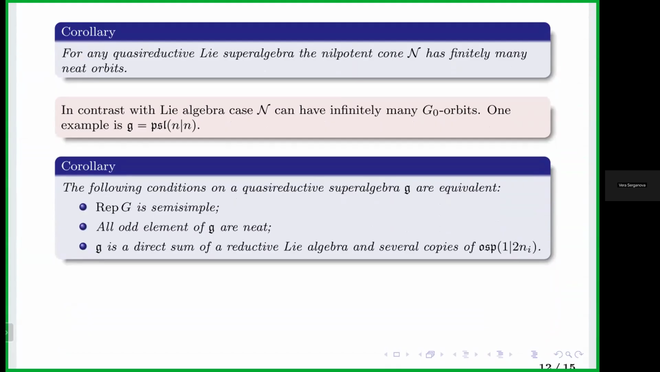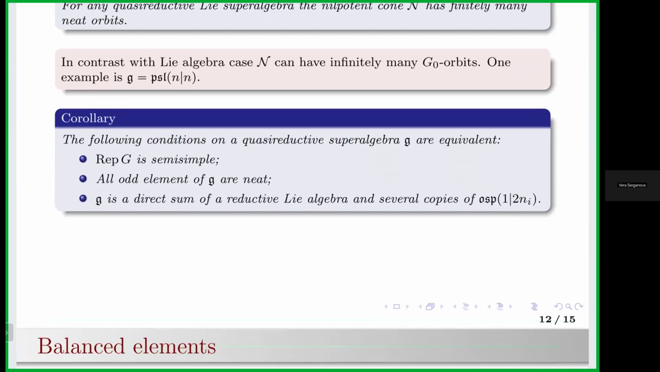But it is not true in general that the nilpotent cone has finitely many orbits. You can easily find examples where it doesn't work like this. Another important and interesting condition is that the category of representations of a quasi-reductive supergroup is semisimple if and only if all odd elements are neat. And in this case, g is a direct sum of a reductive Lie algebra and several copies of OSP(1|2n).